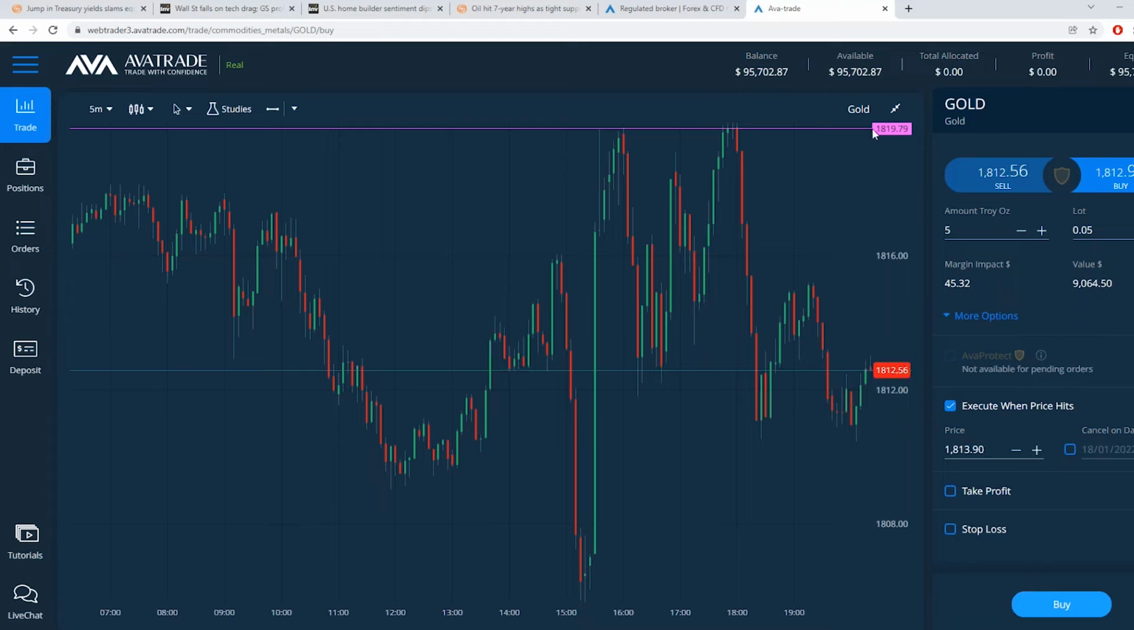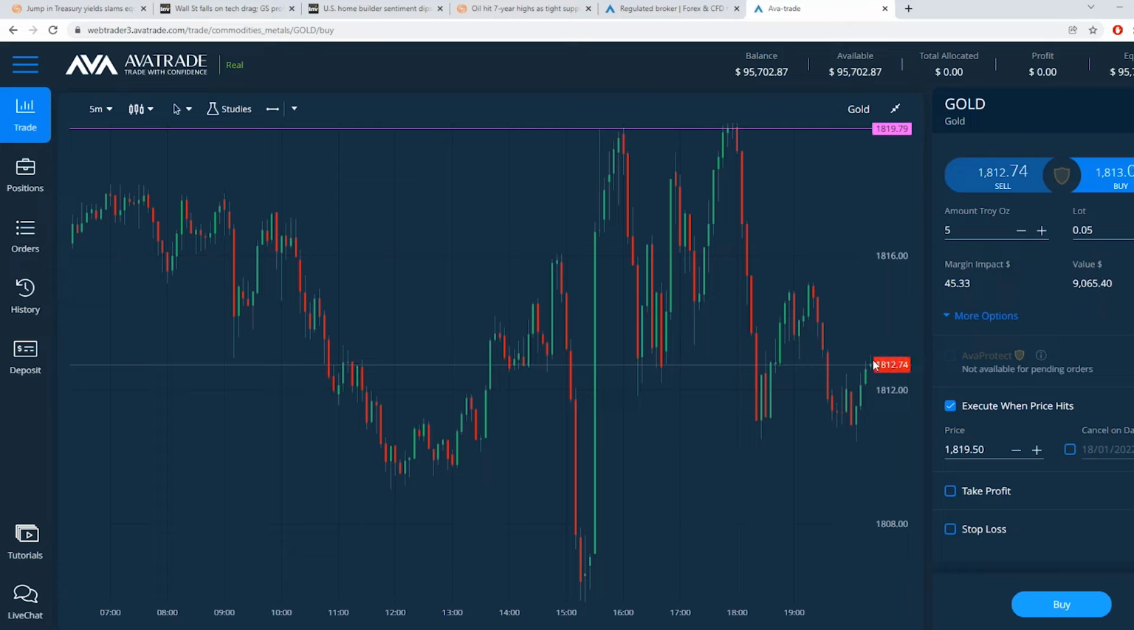So execute when price hits. And let's say if it gets to 1819.50, which would be just below this resistance. Okay. Execute when price hits. So automatically that makes it a sell limit pending order.